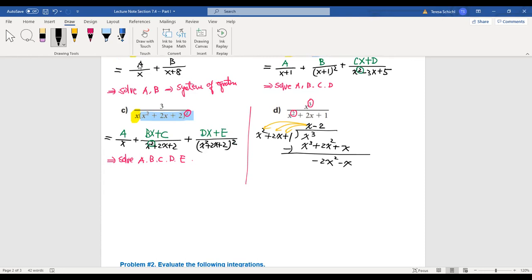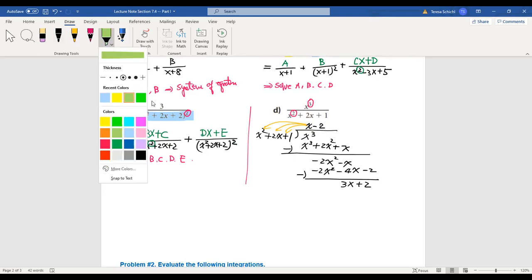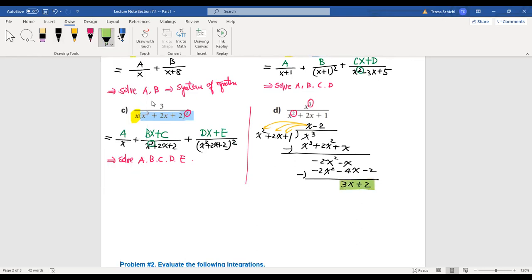So this one is -2. You do the same thing. This is -2x squared minus 4x minus 2, right? So you use the -2 times each term. Then you subtract it. So these two cancel, minus x minus 4 gives 3x plus 2. Finally, this one here is less than the degree here.